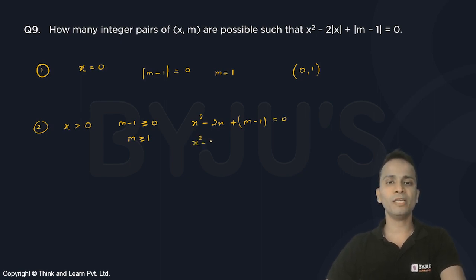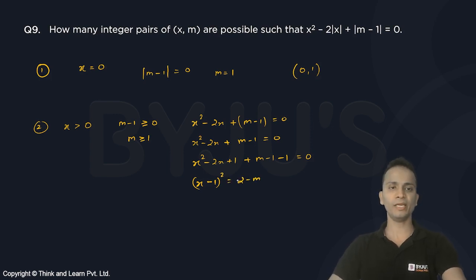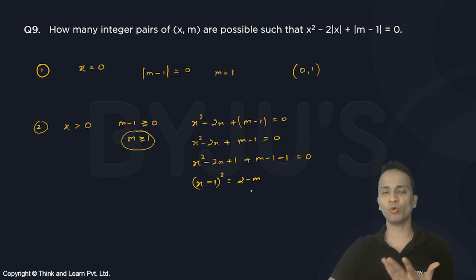So x square minus 2x plus m minus 1 equal to 0. I'll try to convert the expression of x into a perfect square. So x square minus 2x plus 1 plus m minus 1 minus 1. So I have added plus 1 and minus 1 to balance it out. So it will be x minus 1 whole square is equal to 2 minus m. Now m is greater than or equal to 1. So the values of m will be 1, 2, 3, 4 and so on.